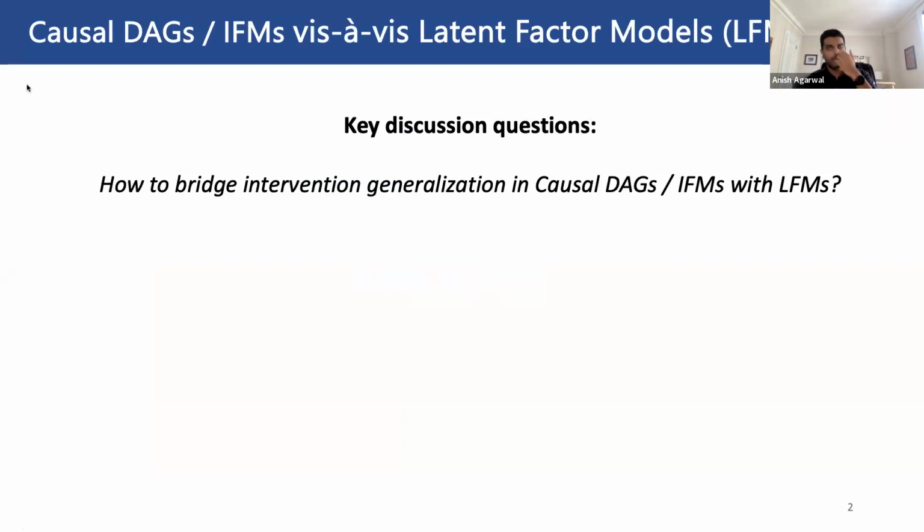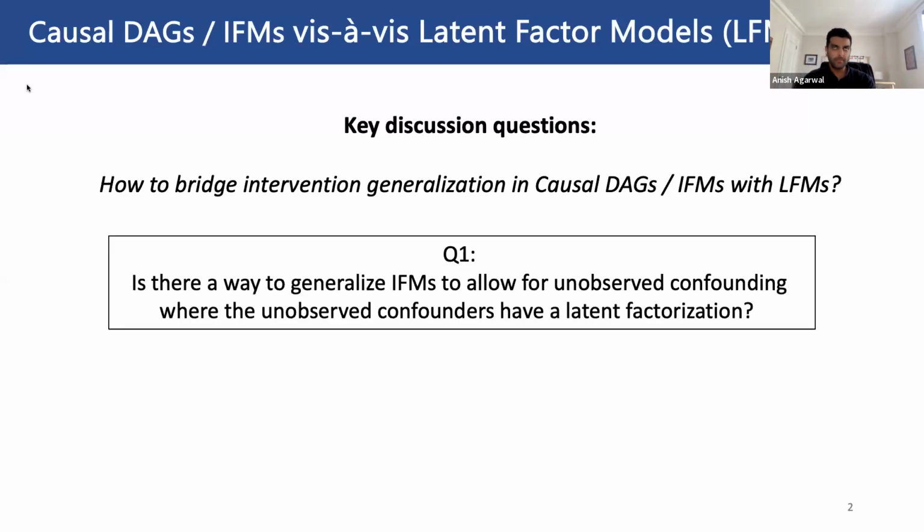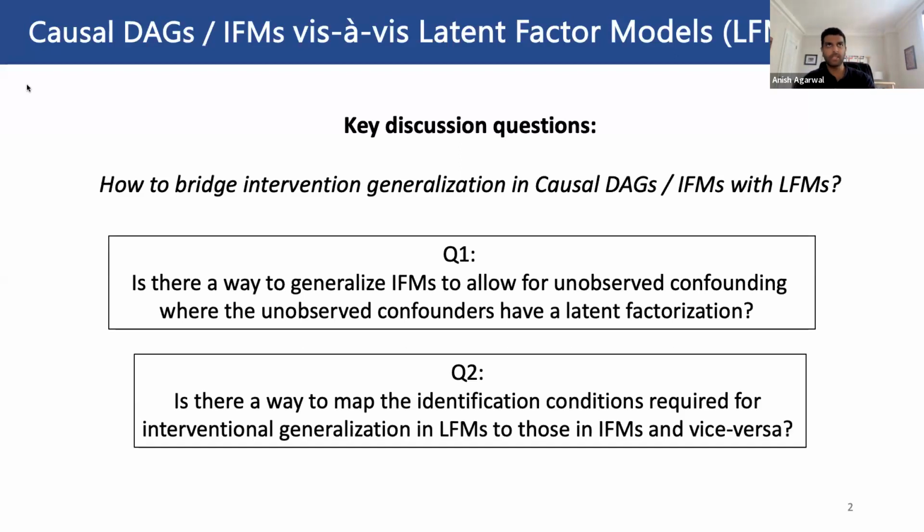And so really what I was going to do is ask this big question of how to bridge intervention generalization in causal DAGs and intervention factor models with latent factor models that we study in, say, econometrics, to things like difference-in-differences, synthetic controls, or even recommendation systems and collaborative filtering. And so that's really what I want to get at. So I thought maybe as a way to do that, there are two specific questions as part of that.